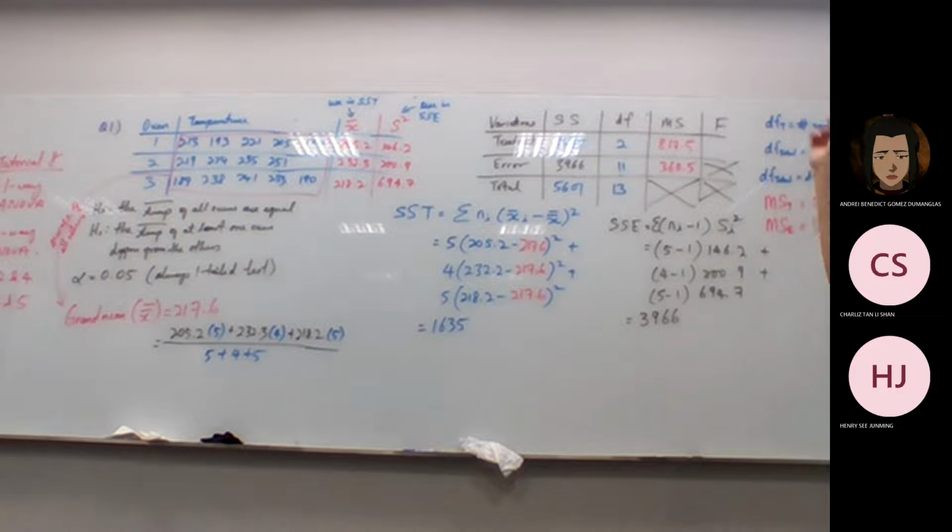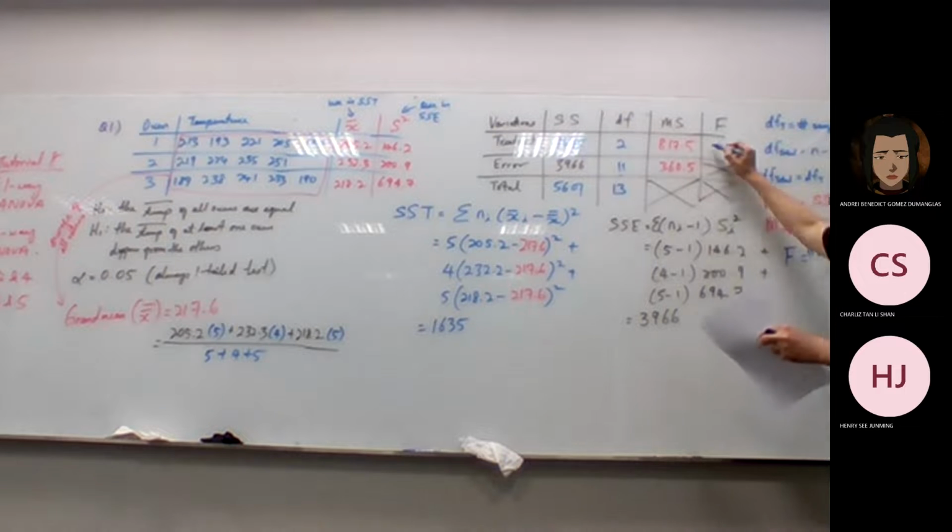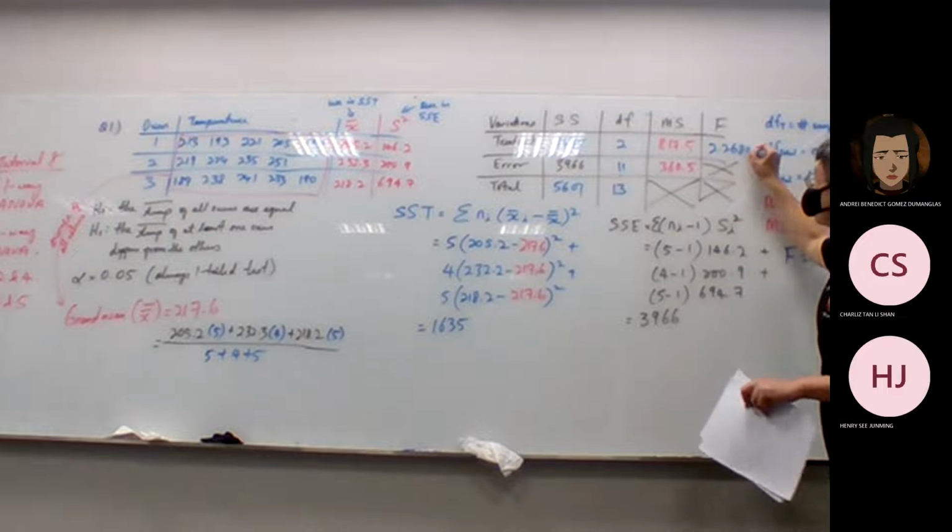Okay. Finally, you have your F statistic. Your F statistic is then your mean sum of square for treatment divided by mean sum of square for error. This number divided by this number. So you get 2.268.